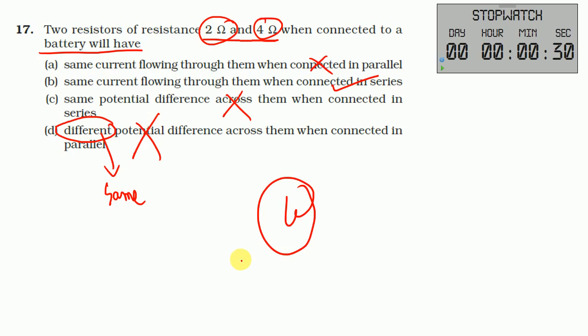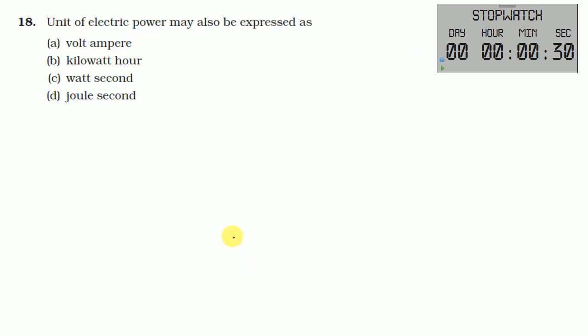Clear? Okay. Next, unit of electric power may be expressed as, this is a super fast question. Come on, 10 seconds. Come on, fast. I'll give 20 seconds for this only. This is an easy question. Okay, time over.